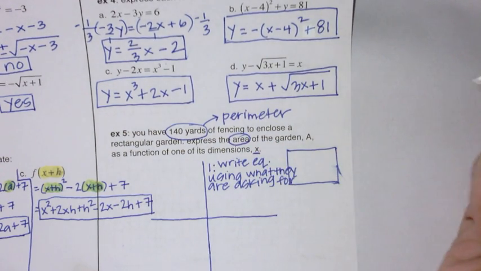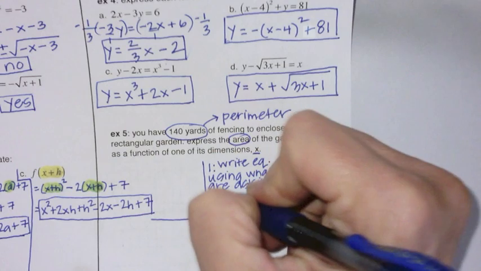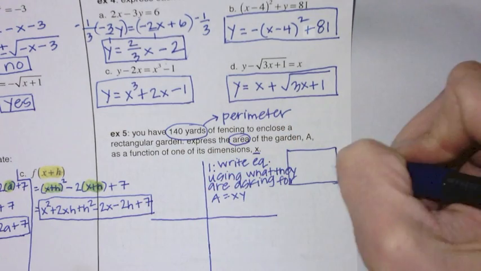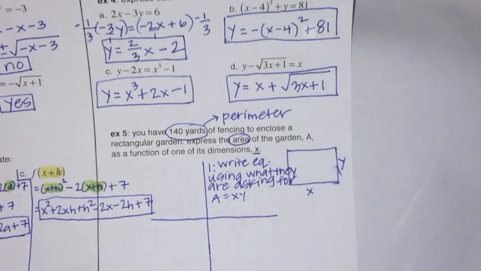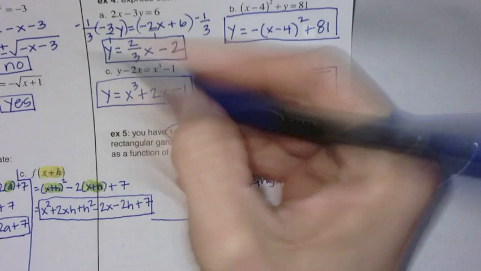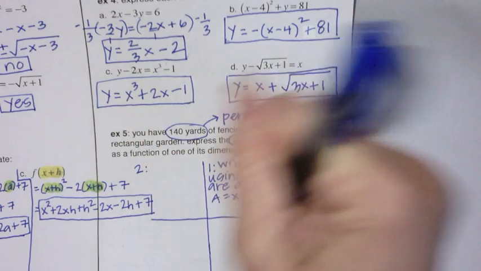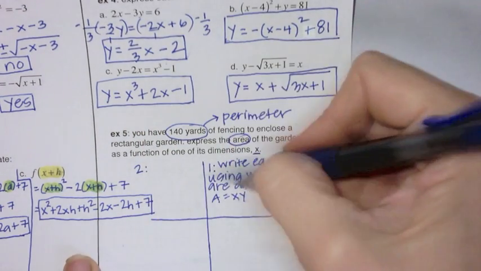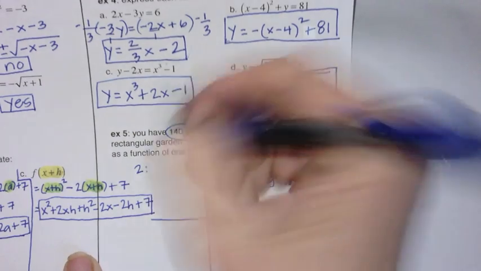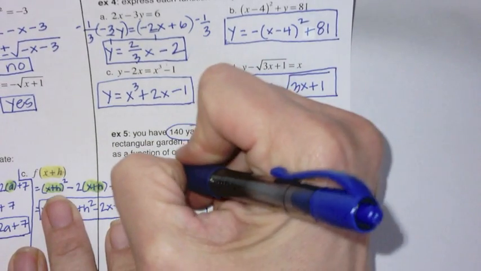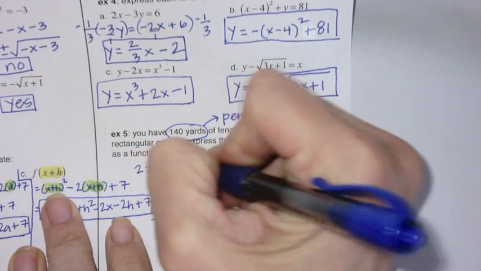In this problem, they're asking us to express the area of the garden. So our equation is going to be x times y. We're going to call this x, we're going to call that y. Then over here in step 2, it's like the coordinate grid kind of, right? So quadrant 1, quadrant 2, quadrant 3, quadrant 4. Math class, cool.